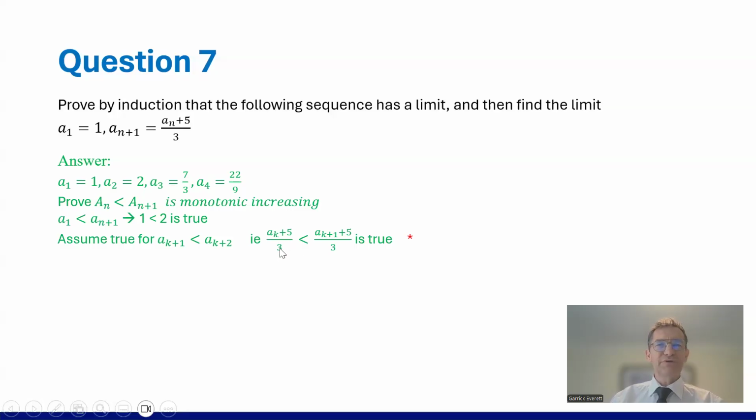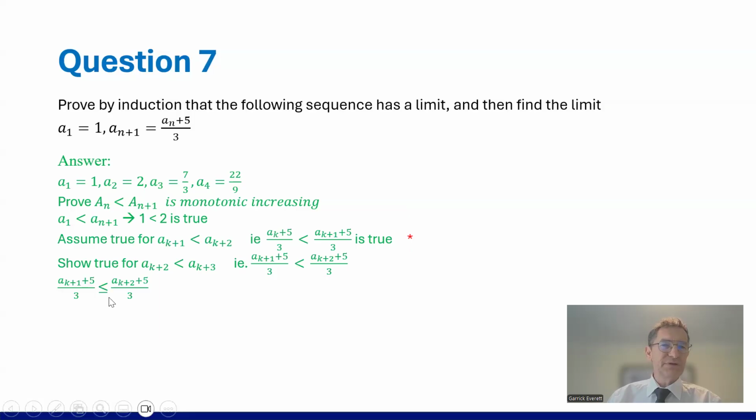AK plus 5/3 is less than AK plus 1 plus 5/3 is true, and I put a red star on that. When you're doing induction, typically you will use the assumption again. You may or may not, depending on how the induction goes. You may get through it and go, oh, I didn't actually need it. But you're likely to need it, so you put a star on it to say I'm going to refer to it again. Show it's true for AK plus 2 less than AK plus 3, i.e. this is less than this.